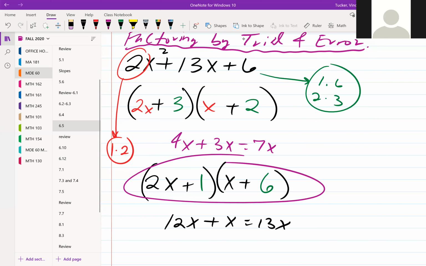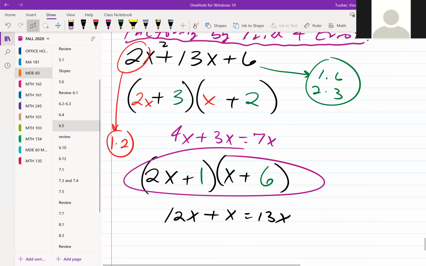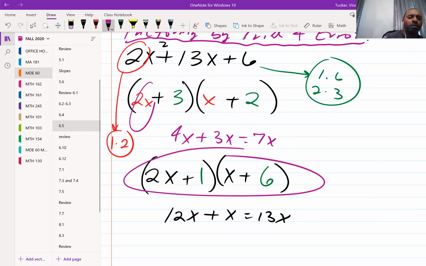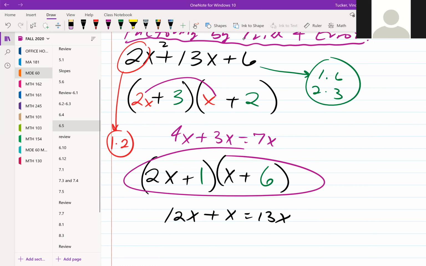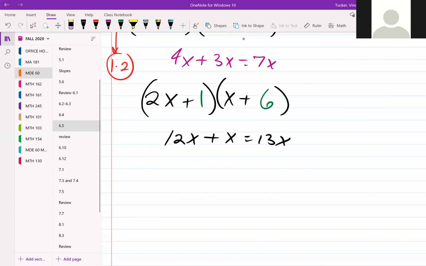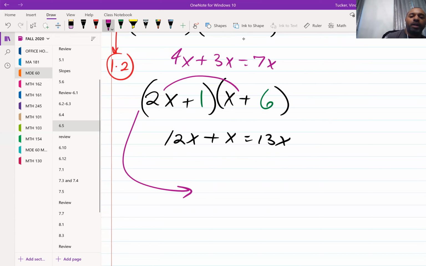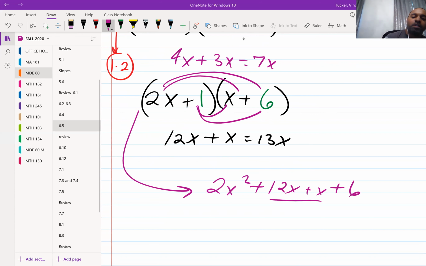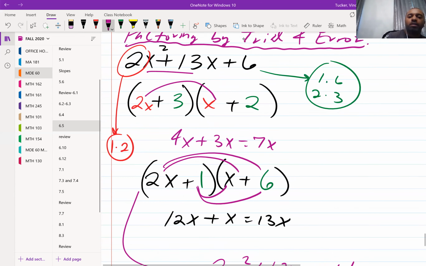All right. For that first part with the 2, like what did you do with it? When you said the first part with the 2, are you talking about right here? Yeah. Well, 2x times x gives you 2x squared. So if you were to fold this all the way out, that's 2x squared. That's 12x. That's 1x. And that's 6. Add these together, 2x squared, and that gives me what I originally had right here.